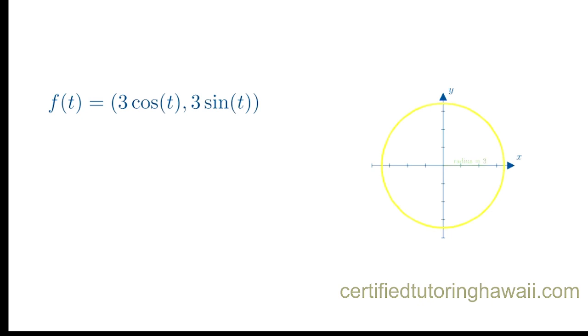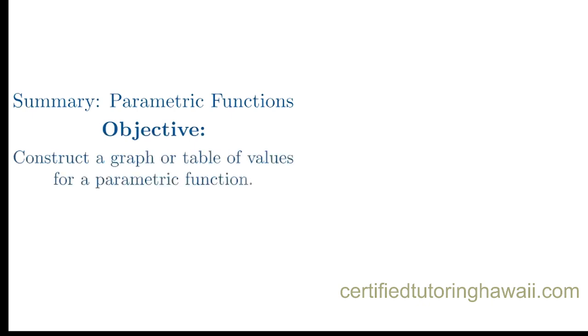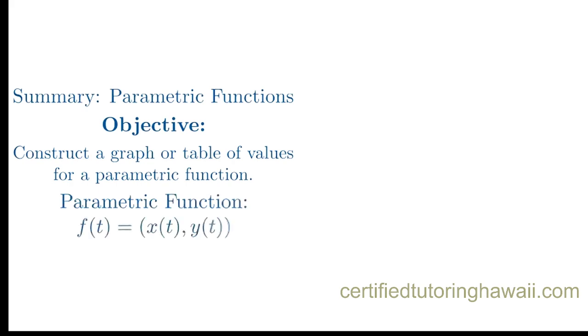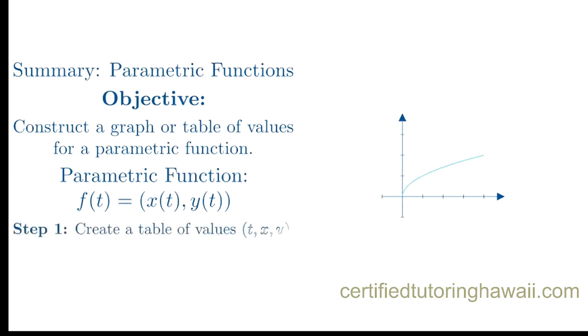Let's summarize what we've learned today about parametric functions. We started with our objective, to be able to construct a graph or a table of values for a parametric function. We saw that parametric functions define x and y coordinates using a third variable, the parameter t. We learned a two-step process to graph them.